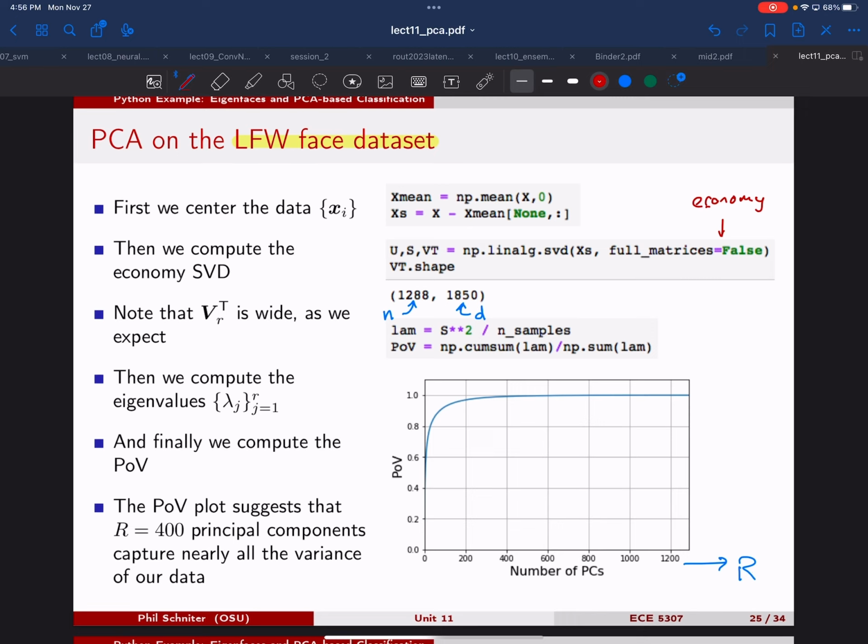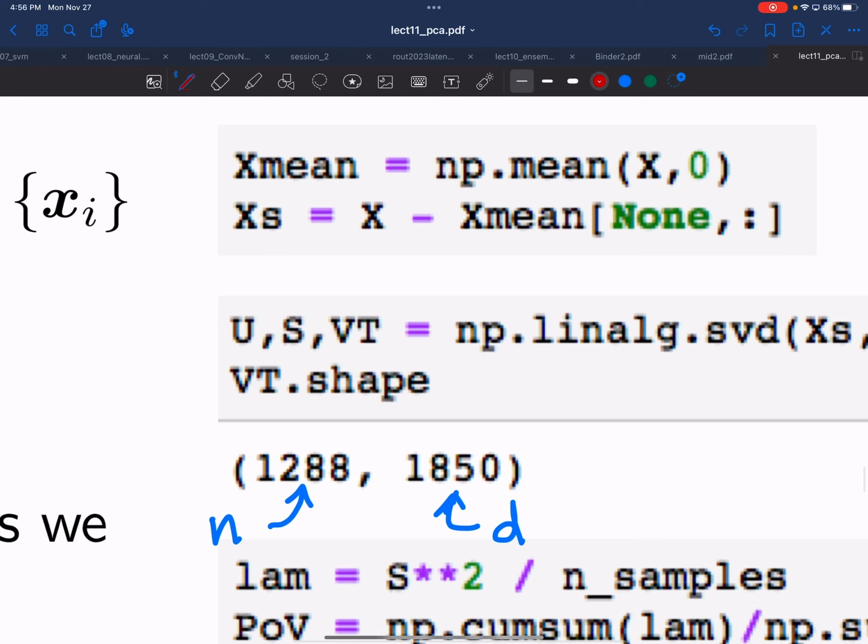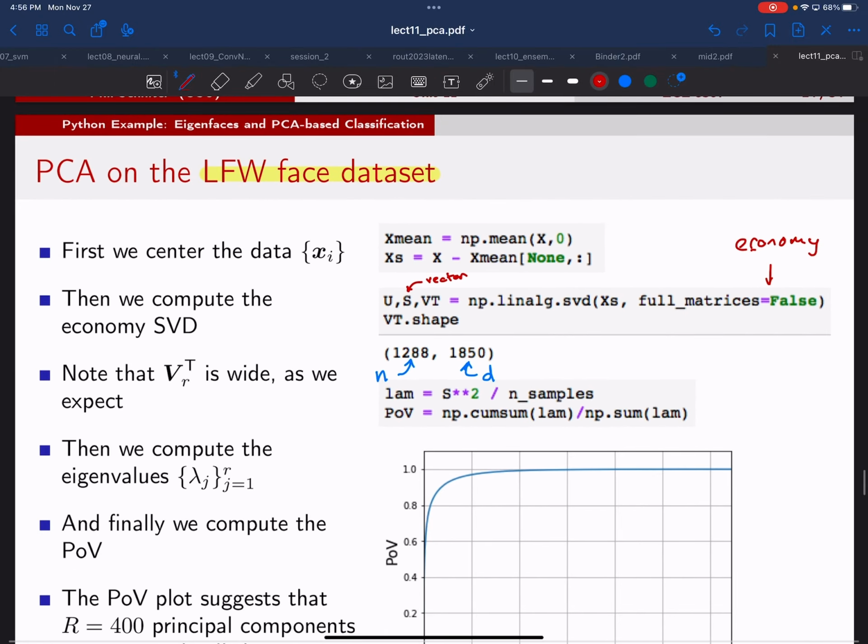If you do full matrices equal true, you get the full version. And different from MATLAB, where if you do this you get USV, where they're all matrices, in NumPy when you do it, you get U S V transpose. So that's why I'm calling this VT. It's actually a transpose version of the V matrix. And the other thing that is not obvious here is that this is actually a vector. This is not a diagonal matrix, it's just the vector of singular values S.